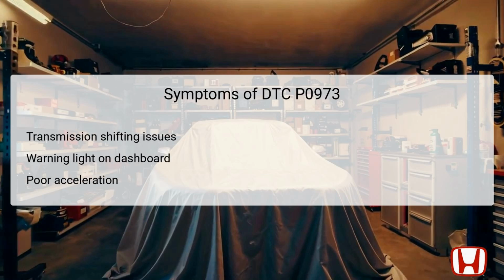When the DTC P0973 is triggered, drivers may experience several symptoms related to transmission performance. A common sign is transmission shifting issues, where the vehicle may have difficulty shifting gears, potentially leading to a jerky feel during transitions. Moreover, the dashboard warning light could illuminate, alerting the driver to a malfunctioning transmission or related component.